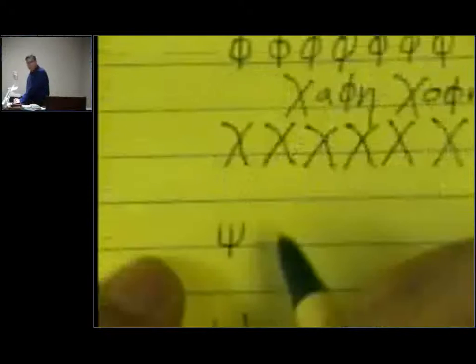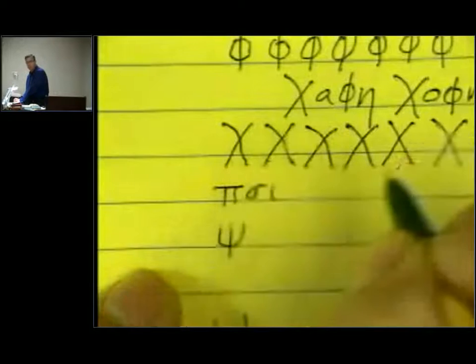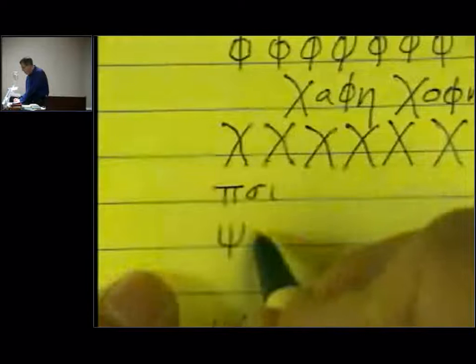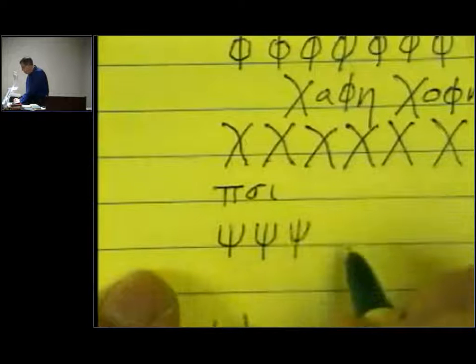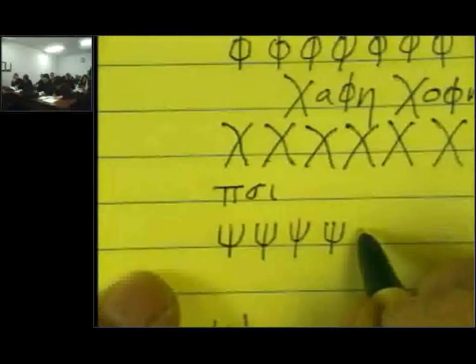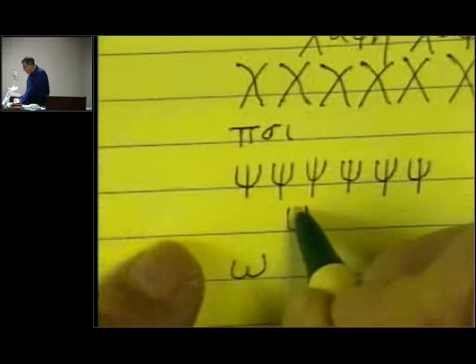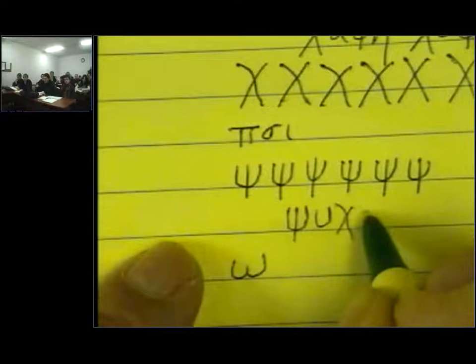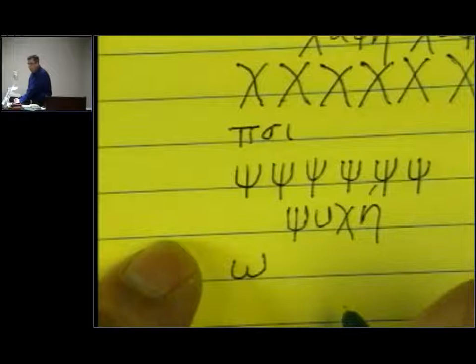Okay, now this is psi, pronounced like this. Psi. Draw an upsilon, and then put a line down through it below the line. Psi. This word right here is an important word in the Bible. Pronounce. Psuche. What does it mean? Soul or life. Psuche.